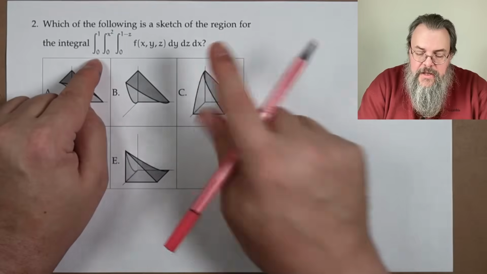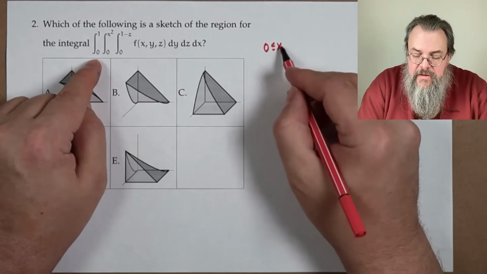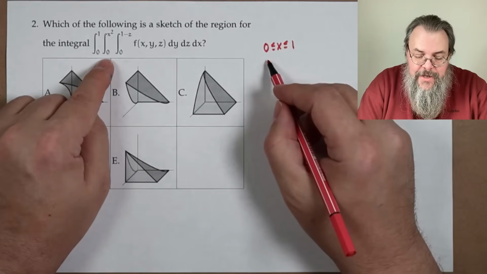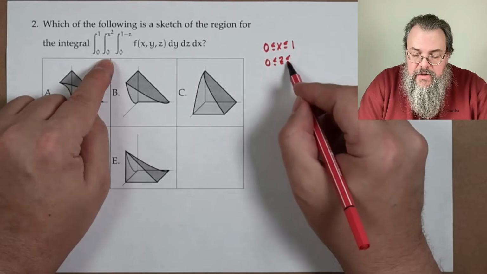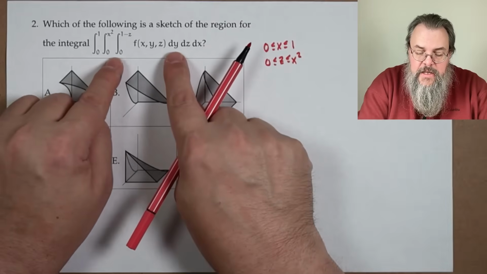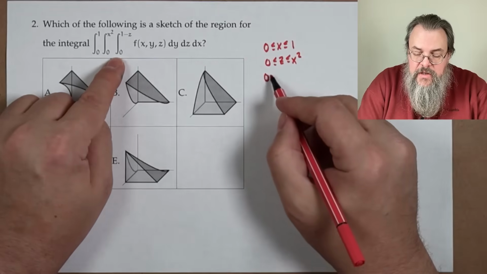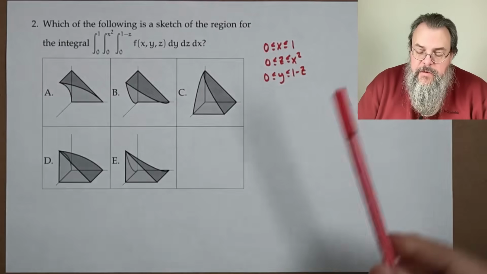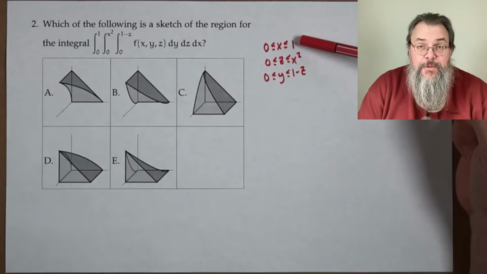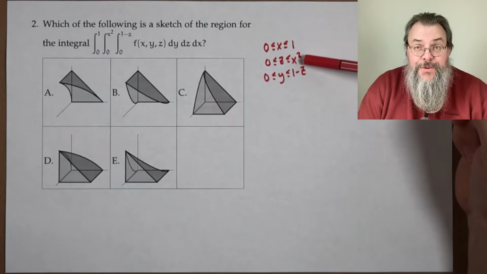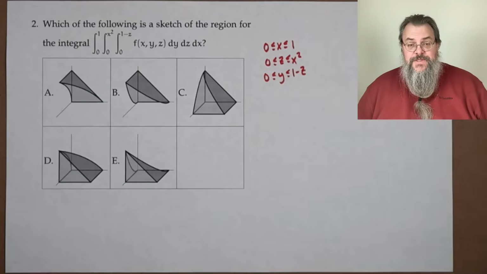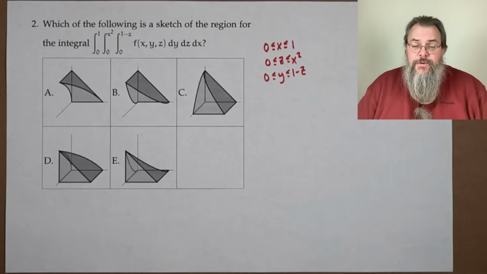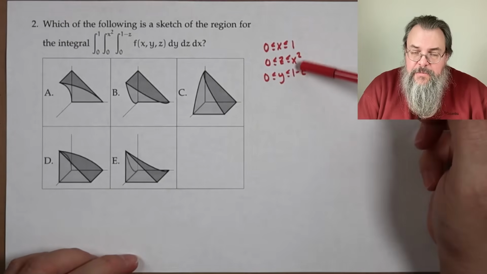Now, the outer layer tells us that 0 is less than or equal to x, less than or equal to 1. The middle layer, 0 less than or equal to z, less than or equal to x squared. And finally, the innermost layer, we have that 0 is less than or equal to y, less than or equal to 1 minus z. Now, remember how it goes. The outside is between two numbers, the middle between two curves, and here between two surfaces.